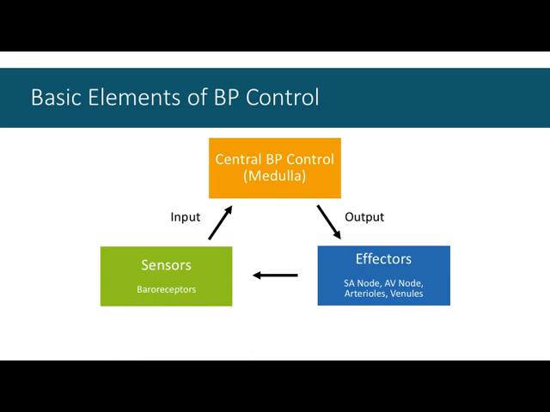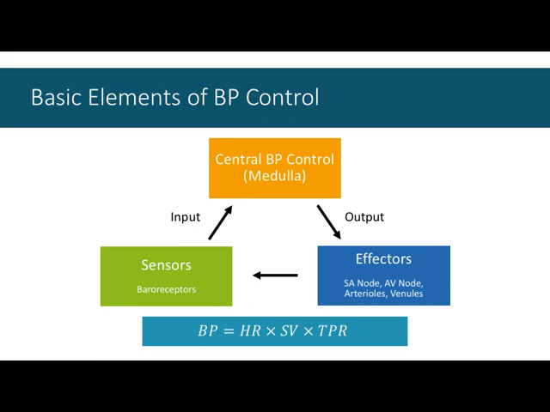So we have the SA node and the AV node that can be stimulated, the arterioles and the venules that can be stimulated, all to affect individual items in this equation. Now I've unpacked the equation that I introduced in the previous section a little bit. Mean arterial pressure, or blood pressure, is flow times total peripheral resistance. And here I'm simply unpacking flow to be the combination of heart rate and stroke volume. We know that to be true. Liters per minute is a function of per minute and the liters per beat.